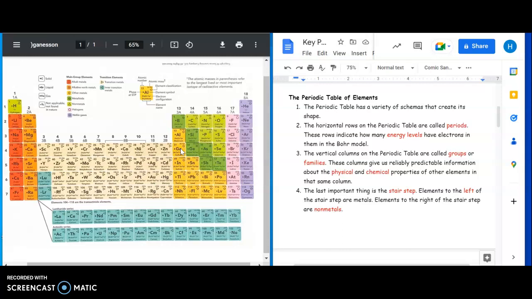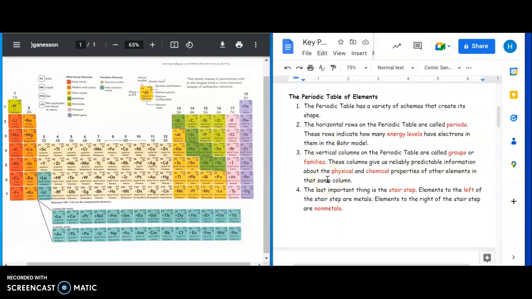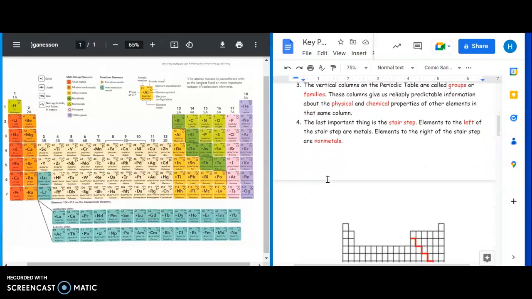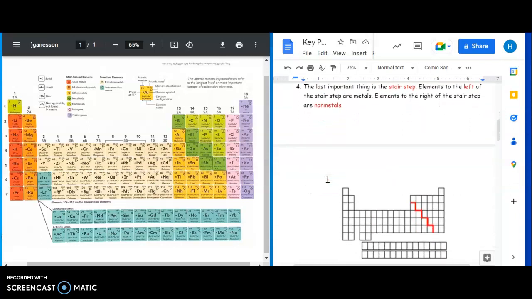and then they would find it. So the last important thing I want to point out about the periodic table at the highest level, the 30,000 foot level view of the structure of the periodic table, is really important, and it's called the stair step. So on this one, it's a little bit faint.